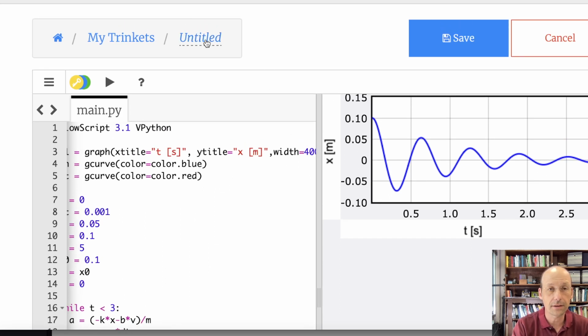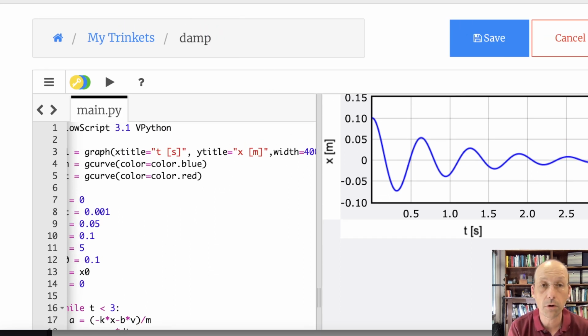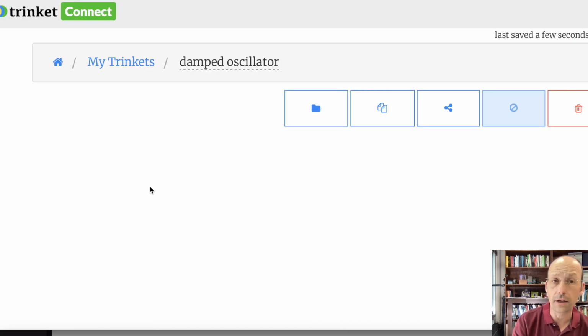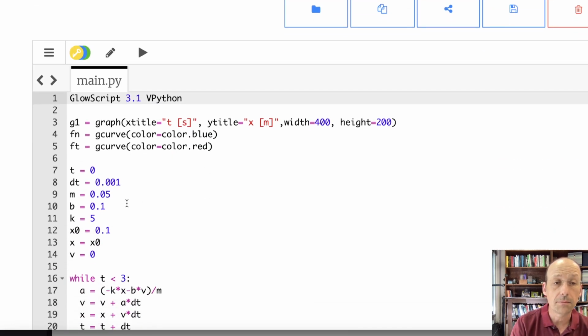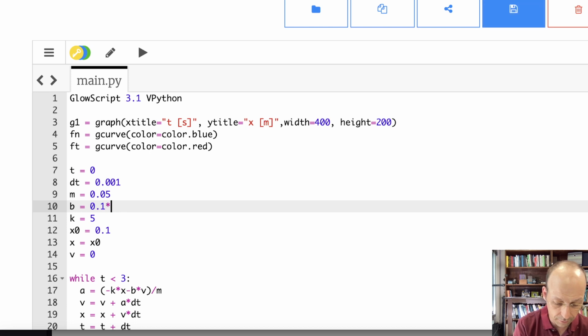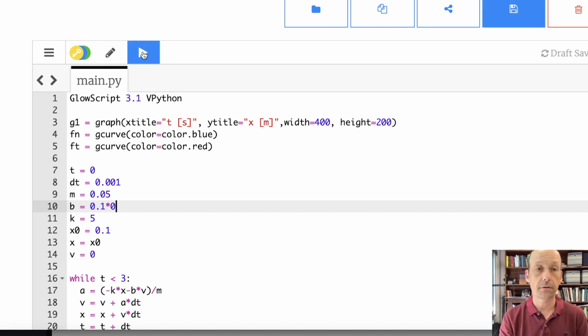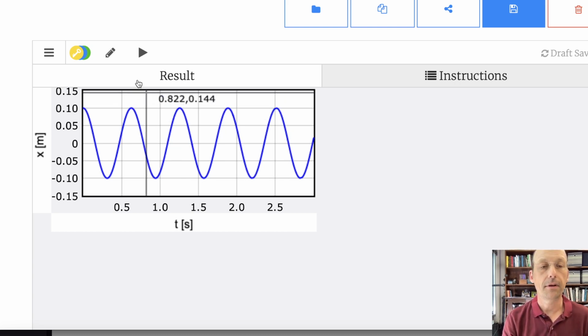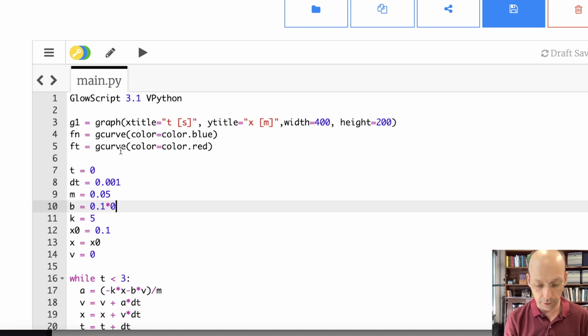Let's see. Let's save this. I'm going to give you the code. Don't worry about writing it down. Damped oscillator. Save. Okay, let's just check. That looks good, but let's check. What if I multiply b times 0? Then I have no damping in it. It should be simple harmonic motion. So I think I'm happy. I hope you're happy. Okay. So I'm happy. That's what matters. So I think we have the numerical model working.